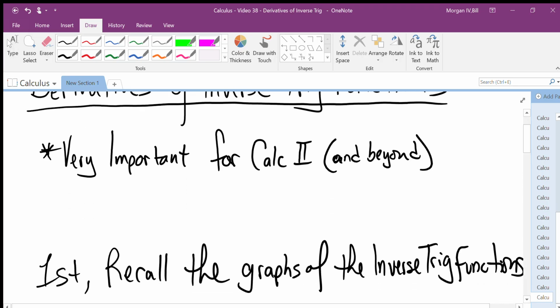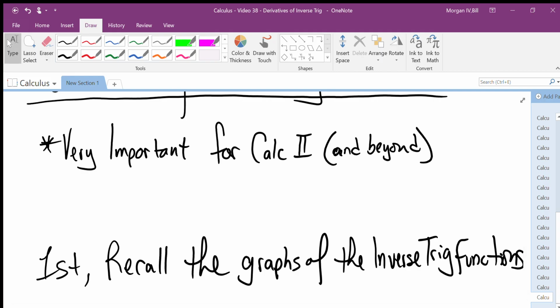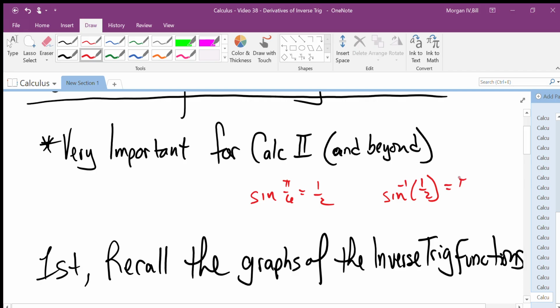So before we get to the derivatives of the inverse trig functions, let's go back and remember what the graphs of the inverse trig functions are. Remember, inverse functions undo each other. So if the sine of pi over 6 is a half, then the inverse sine of a half is pi over 6. It undoes the original sine function.